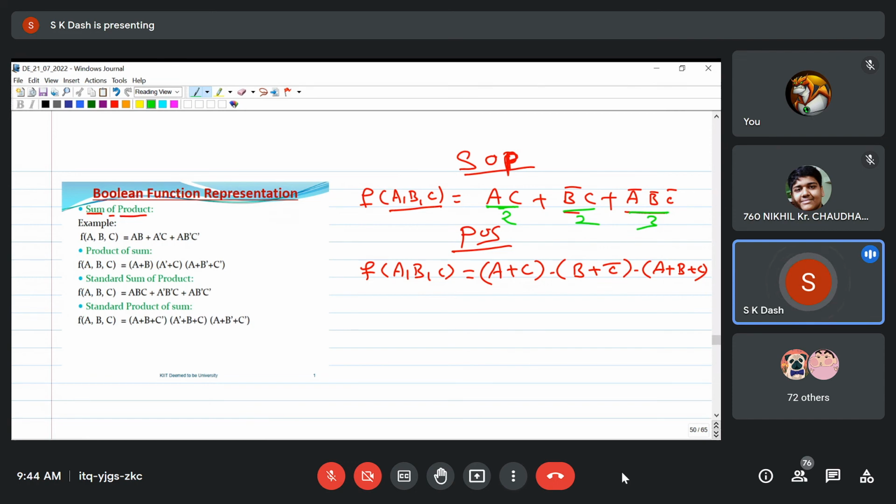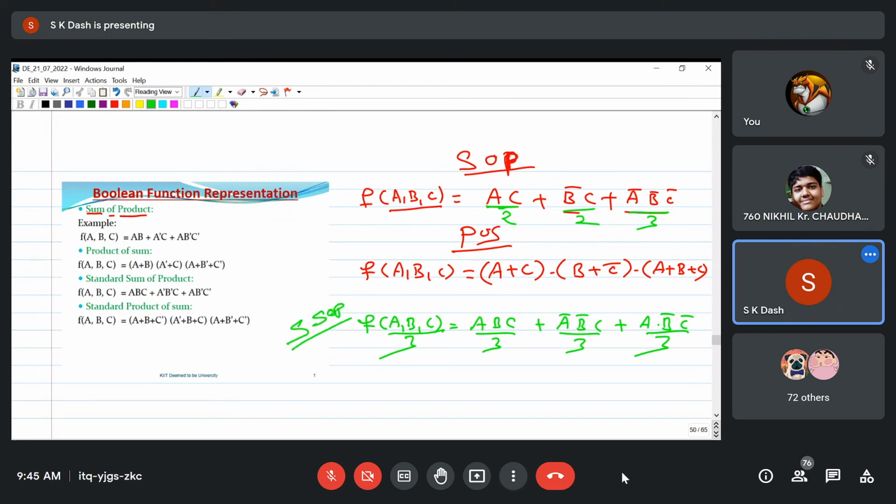So in a standard form, what happens? If I go for ABC, then each product term should consist of 3 variables. Suppose ABC plus A bar B bar C plus A B bar C bar. It consists of 3 variables. Here also 3 variables, here also 3 variables, here also 3 variables. It is called standard sum of product. Standard sum of product. Okay.